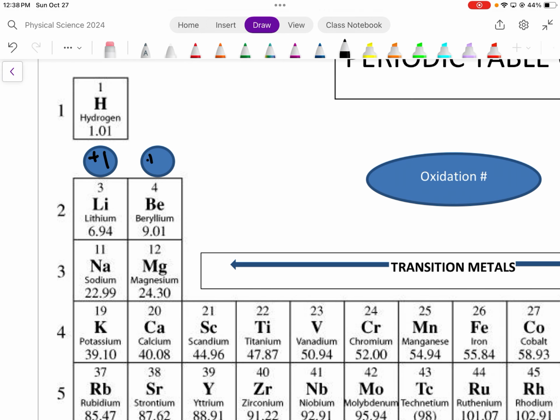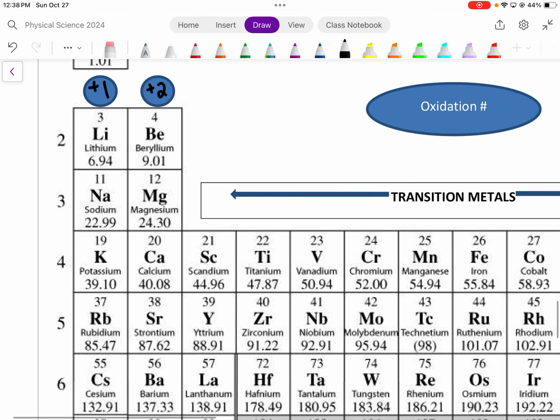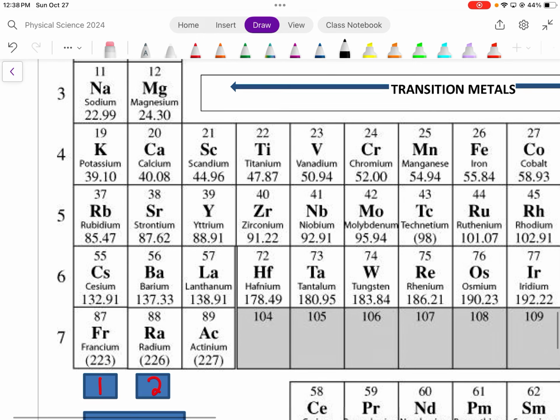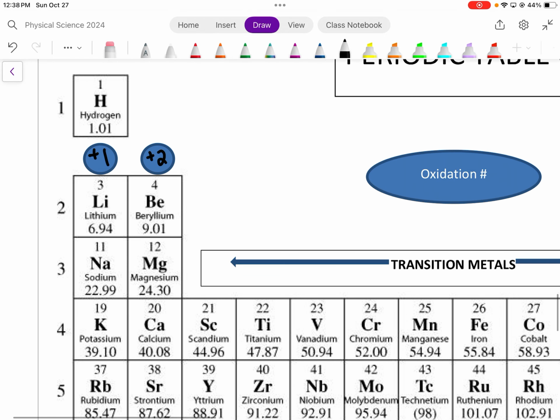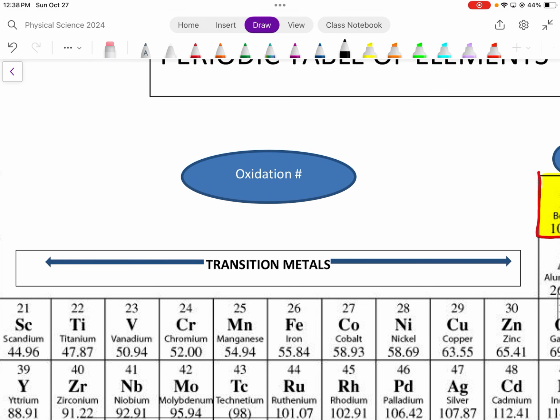Group 2 has a +2. So this entire group from top to bottom, beryllium, magnesium, calcium, strontium, barium, radium, that whole group has an oxidation number of +2. Don't get ahead of me on this one, because the trend isn't quite as straightforward as you'd think. We'll get to the transition metals in a moment.